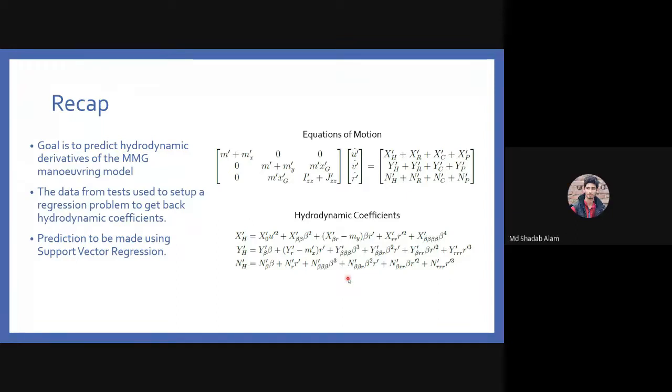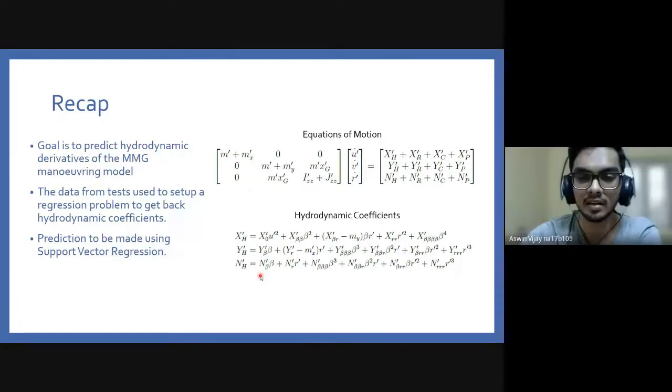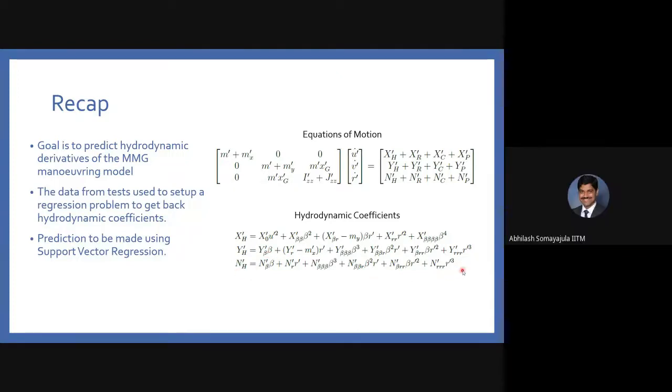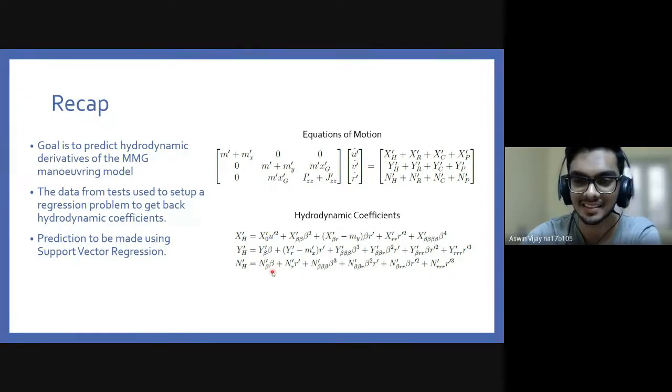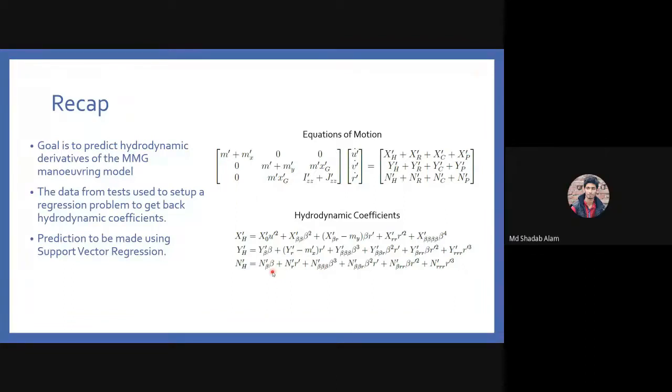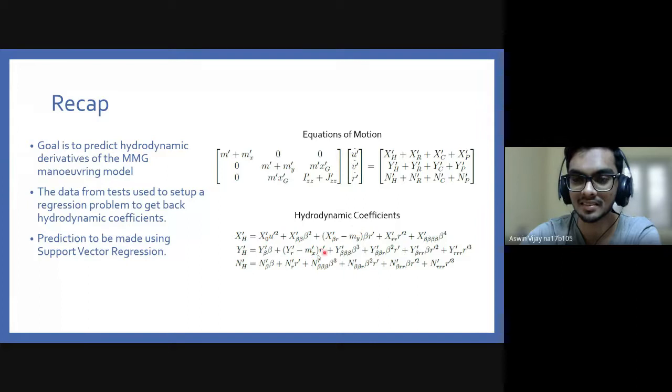Okay. What is mx dash and my dash? These are the hull hydrodynamic coefficients. So these are the hull forces. When a ship is in water, the interaction between the ship hull and the water is described by this. No, he's asking about mx dash and my dash. I think it is mx prime and my prime he's asking about. Okay. All of these are primes. These are just added mass in the acceleration, added mass in the y direction.